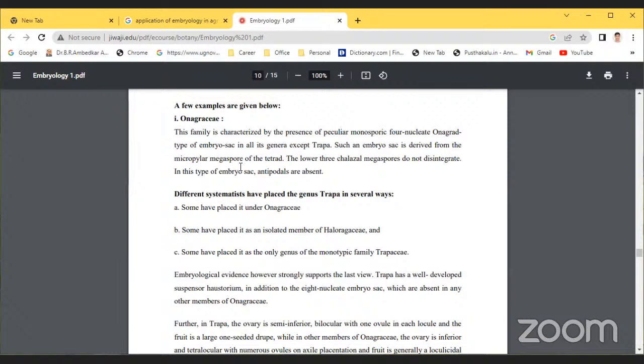So another family is Loranthaceae. This is also on page number 291. The development of endosperm in the Loranthaceae is unique. In the members of this family, ovules are not differentiated. All the embryo sacs in an ovary lie close to each other.